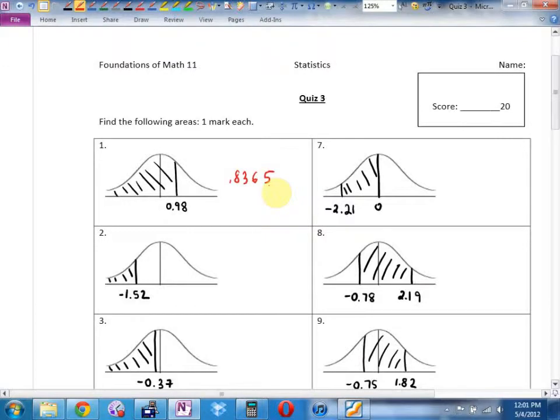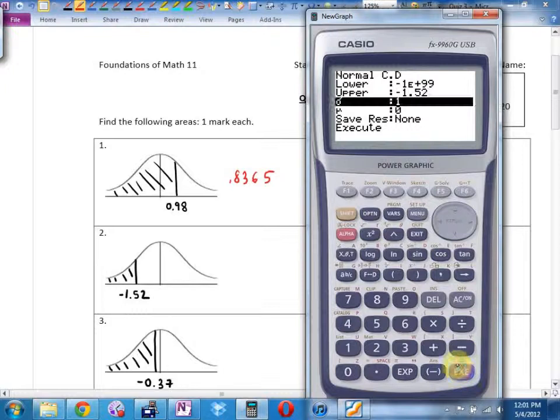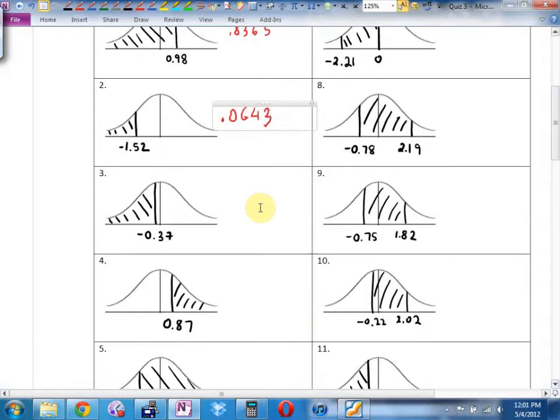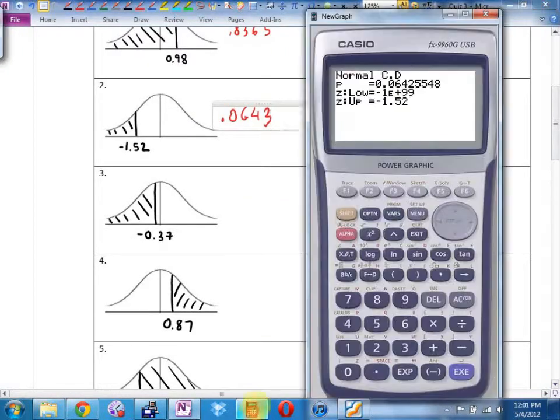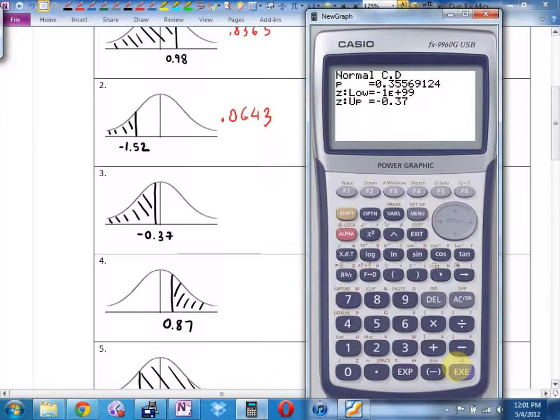Oh, 2. Same as number 1, except my upper value is going to be negative 1.52. I should get an answer less than 50%. Do I? Oh, I'm hitting enter. 0.0643. Yes? Okay. Let me know if I do this wrong, because it's a little awkward to type on this virtual calculator with my pen. Negative 0.37. 0.3557.